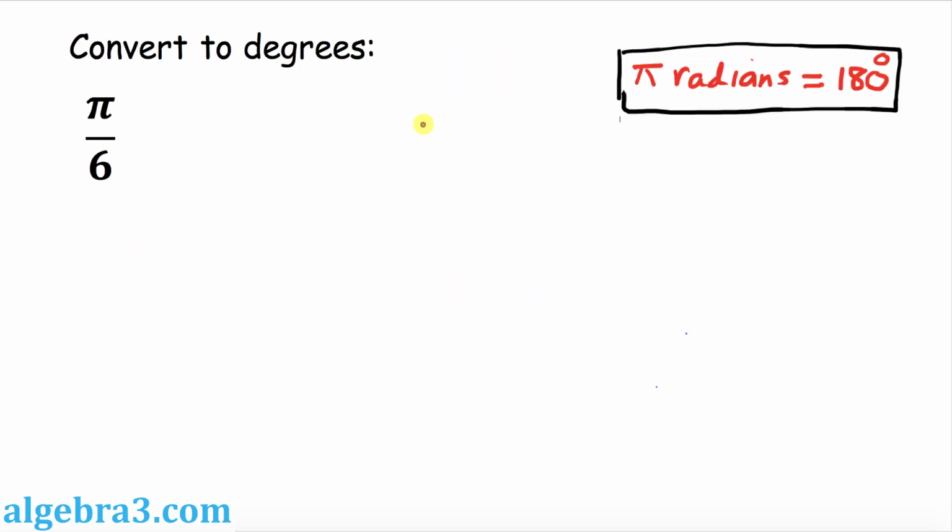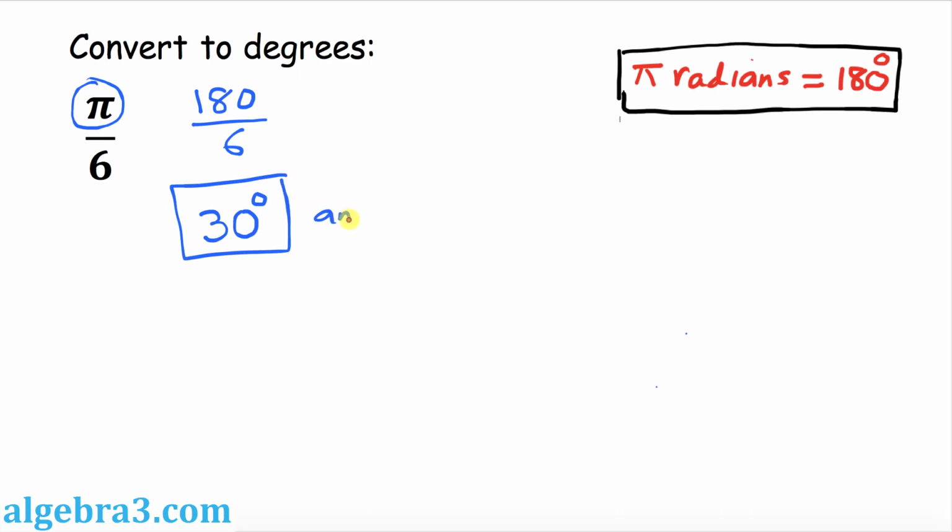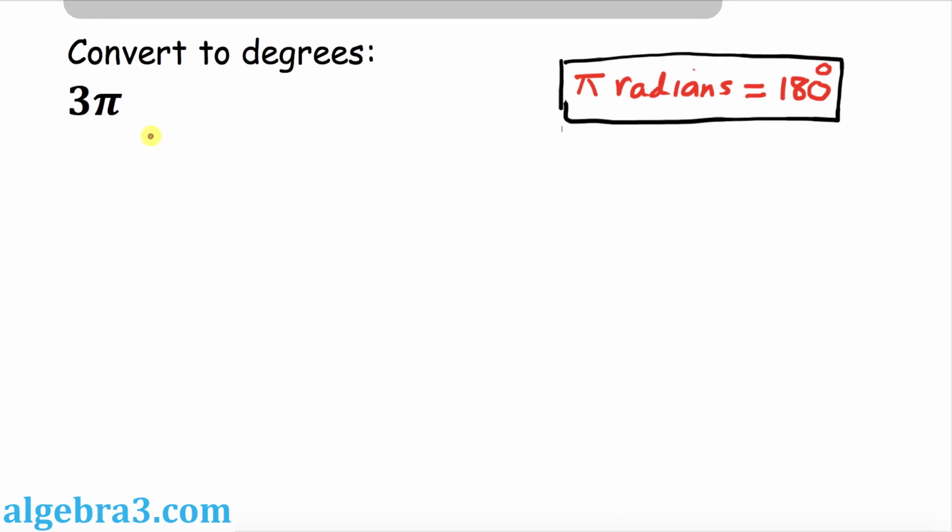Let's go ahead and convert this radian, pi over 6, to degrees. In this example, wherever you see a pi, you always replace it by 180. So pi is going to be replaced by 180 divided by 6. 180 divided by 6 is simply what? 30. And that's 30 degrees, your answer. Piece of cake.